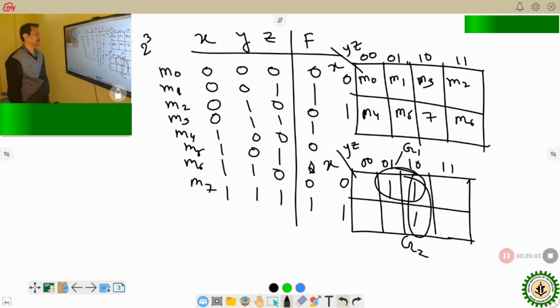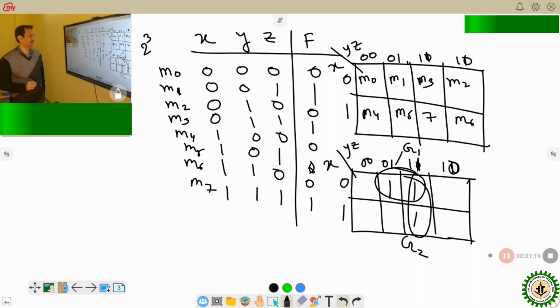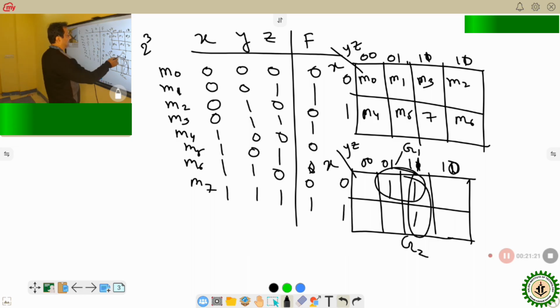In group 1, for y and z, we consider the unchanged variable. So in that particular case, what is y? Y is equal to 0 and this is 1. So that means y value already changed from 0 to 1. So we will not consider this changing variable, only the unchanged variable. And in that particular case, z is equal to, sorry, this is 1 1 and this is 1 0.